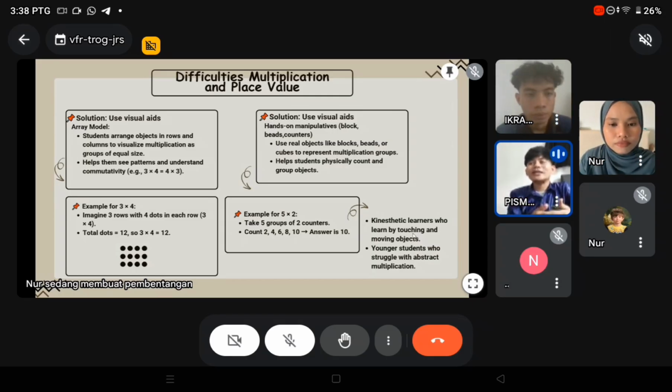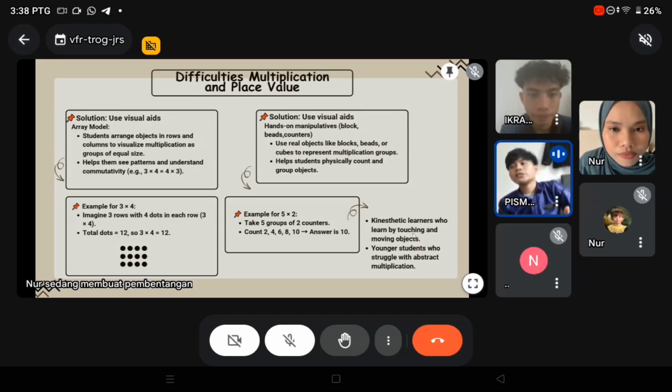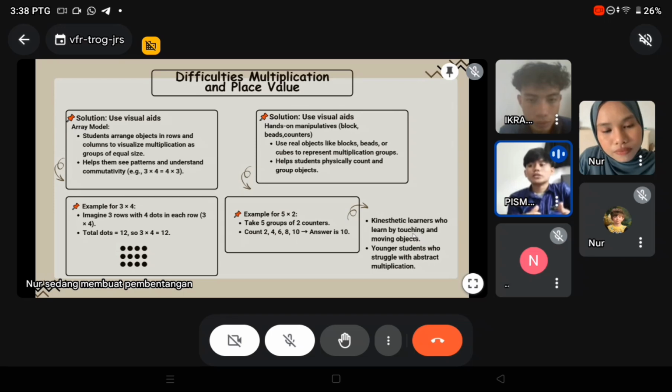So the next one is we can use visual aids like hands-on manipulatives using blocks, beads, or counters. So I use real objects like blocks, beads, or cubes to represent multiplication groups. It helps students physically count and group objects. For example, the question 5 times 2. So teacher or student can take 5 groups of 2 counters and count 2, 4, 6, 8, 10 and the answer is 10.